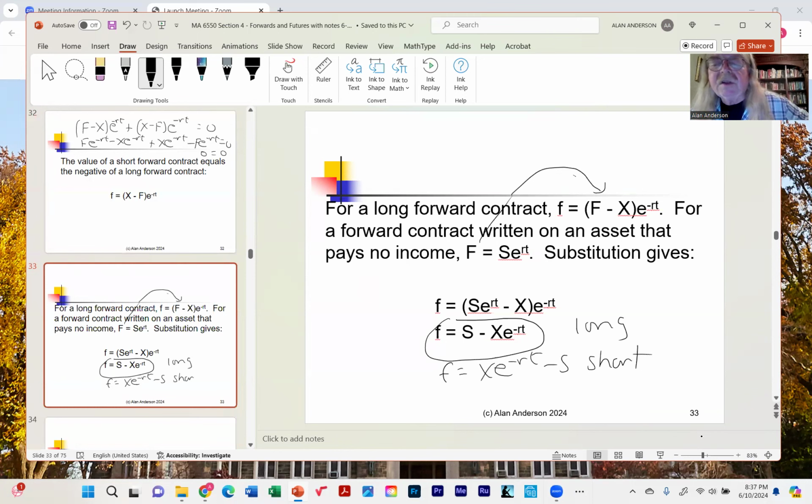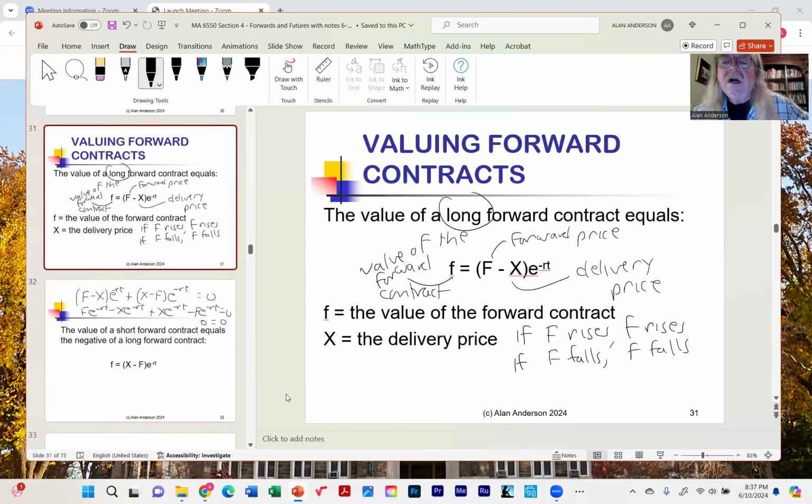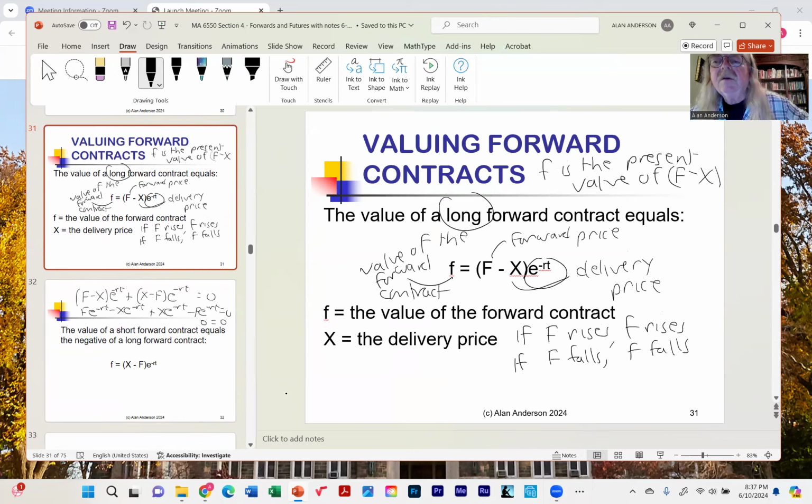One more thing, I forgot to mention this. When you look at these, notice here, what this tells me is that f is the present value of F minus X. The reason why it's the present value is because this transaction won't take place until the future. So the formula is basically saying that this is the present value of your position. If F is greater than X, that means you're making money. Otherwise, you're losing money.